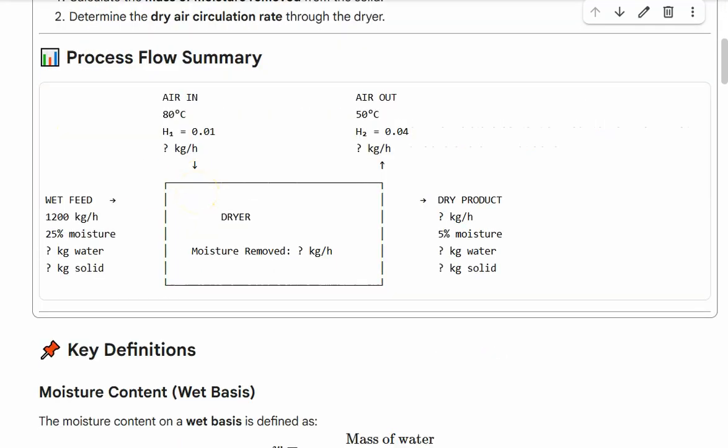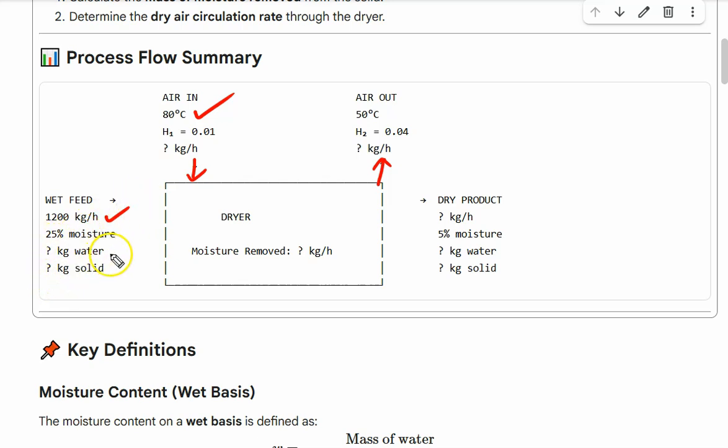In that process flow diagram, air enters at 80 degrees centigrade with humidity H1 0.01. So air is entering, and air is leaving at 50 degrees centigrade with humidity 0.04. Now here the wet feed enters at 1200 kg per hour with moisture 25%.